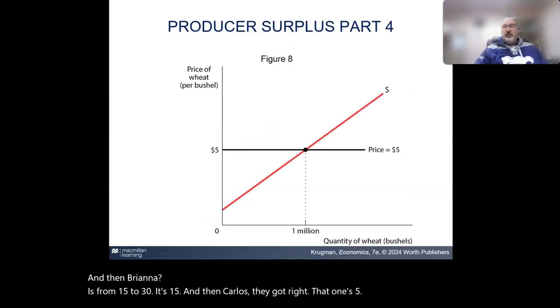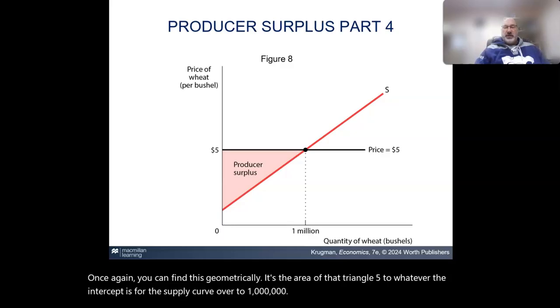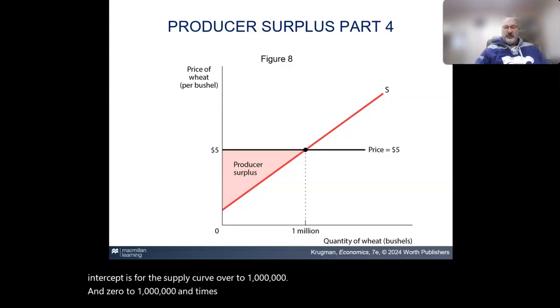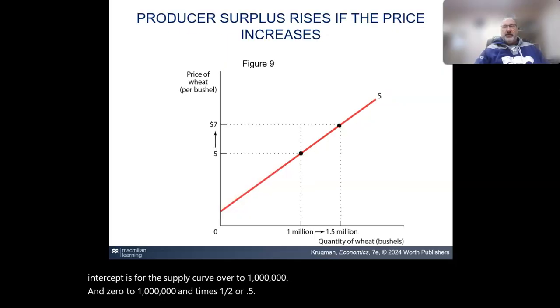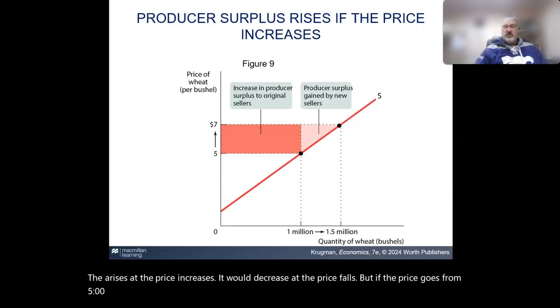All right. So once again, you can find this geometrically. It's the area of that triangle, 5 to whatever the intercept is for the supply curve, over to 1,000,000, and 0 to 1,000,000, times 1/2 or 0.5. And that would give you that. Now, it rises if the price increases. It would decrease if the price falls. But if the price goes from 5 to 7, you get an increase in surplus to the original sellers and a gain to the new seller.